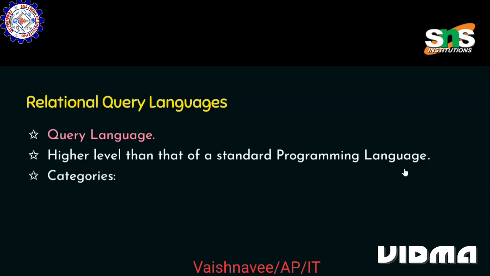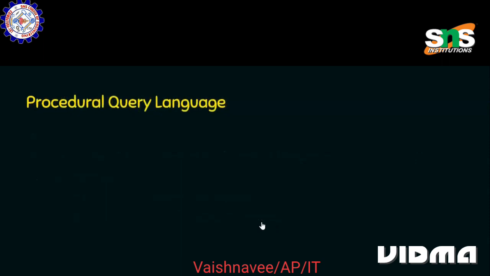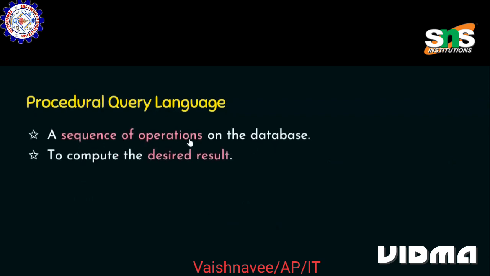Basically, there are two categories of query language: procedural query language and non-procedural query language. Let's first see the procedural query language. It is a sequence of operations on the database, executed in the database, to compute the desired result. In simple terms, we write a query, and the query carries the sequence of operations on the database and gives the desired result. This is the job of a query language, because we request information from the database by supplying queries.